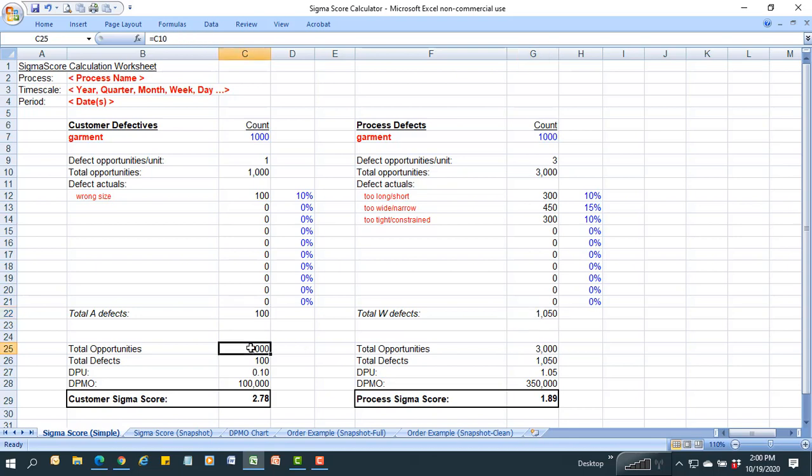The total opportunities is repeated from above: 1,000 opportunities on the customer side, 3,000 opportunities on the producer side. And then we calculate the defects per unit. The defects per unit are going to be the number of defects divided by the number of units. So in this case, on the customer side, a defect per unit of 0.1.